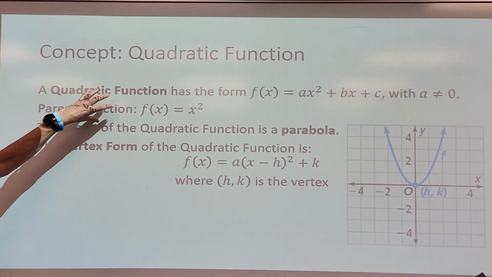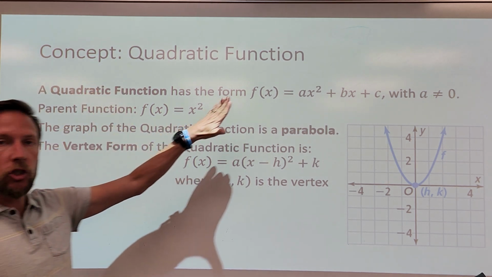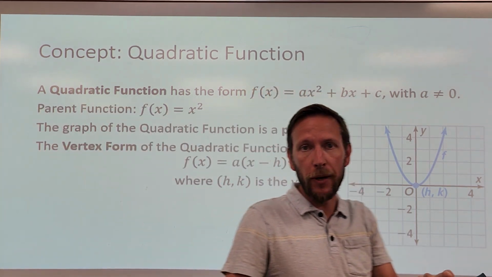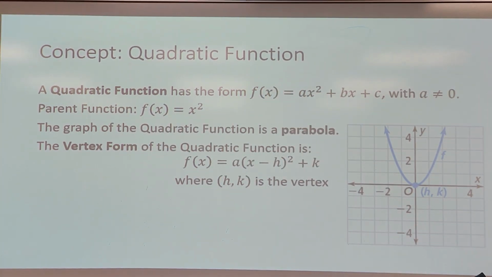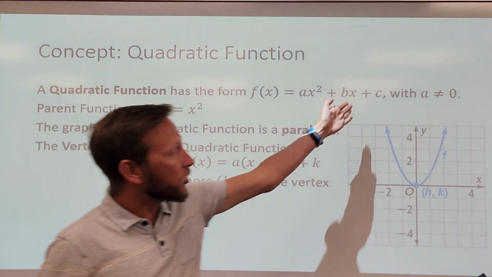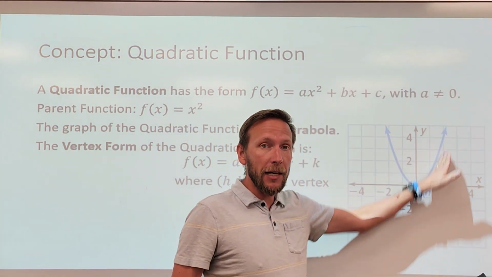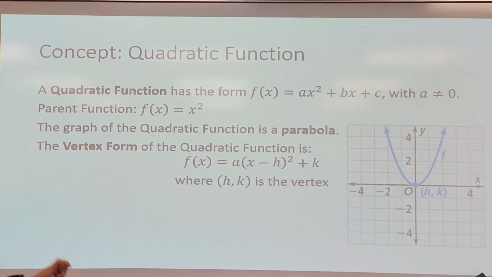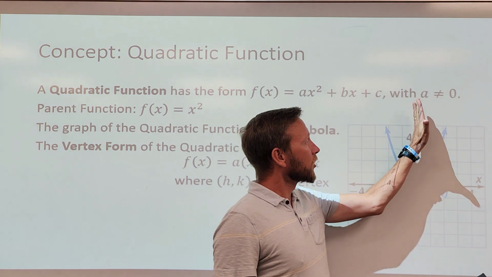As we are exploring these quadratic functions, we want to make sure that we're dealing with a function that has this form: ax squared plus bx plus c is equal to y or f of x or g of x, etc. This is rooted in a parent function, y equals x squared, as you can see graphed right here, or f of x equals x squared. The graph is called a parabola, and the parabola is symmetric.